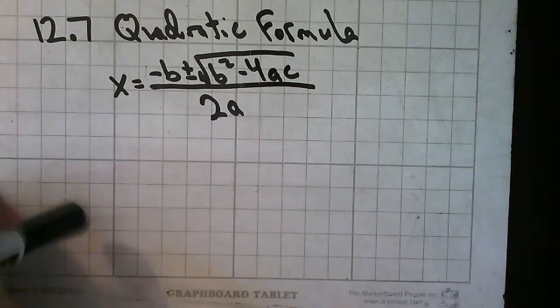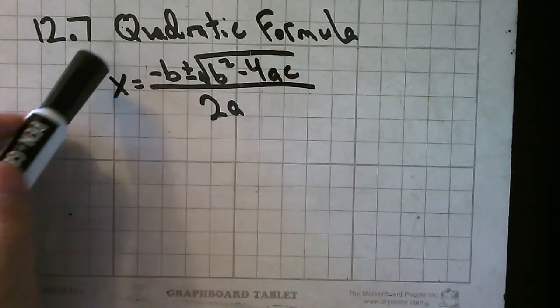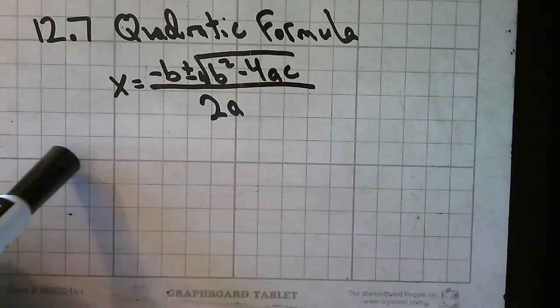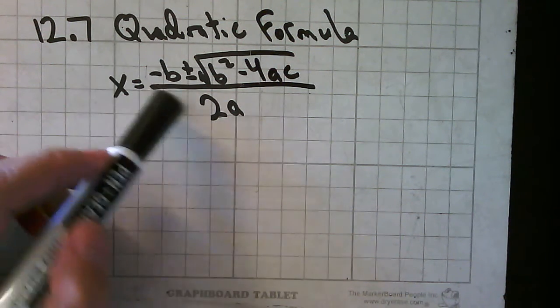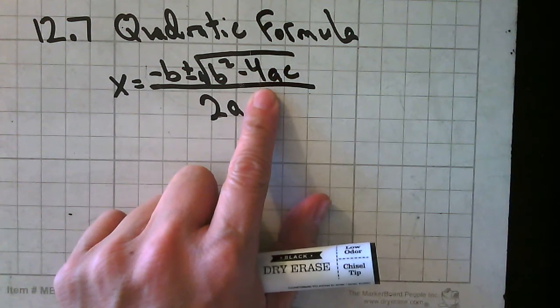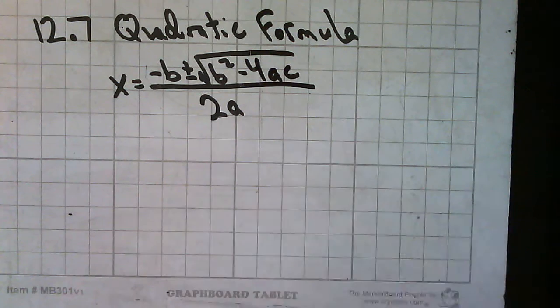All right, in this lesson, we're going to be working with the quadratic formula. So this time, we're going to actually be solving quadratic equations. This is the formula we're going to use. Two things you should notice about it. Last time we worked with the inside of the radical. This is called the discriminant.